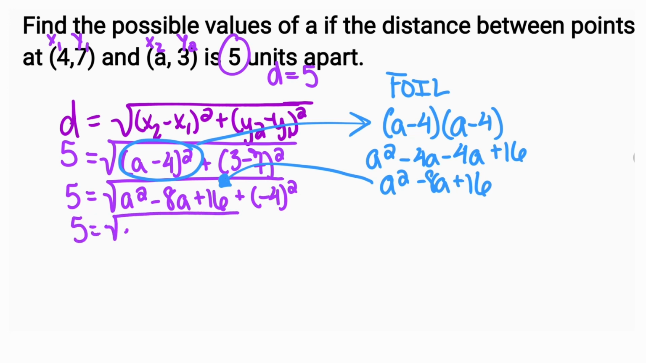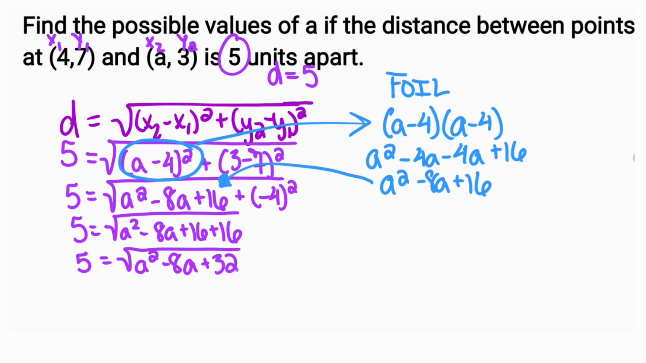We're going to keep on simplifying. We'll leave that 5 along for the ride. We're going to get A squared minus 8A plus 16 under the radical, which is going to simplify to a 32 in the next step. Now from here, there's nothing further we can do to simplify. So the only way to keep going is to get rid of that radical. So in order to get rid of the radical, we have to square both sides.